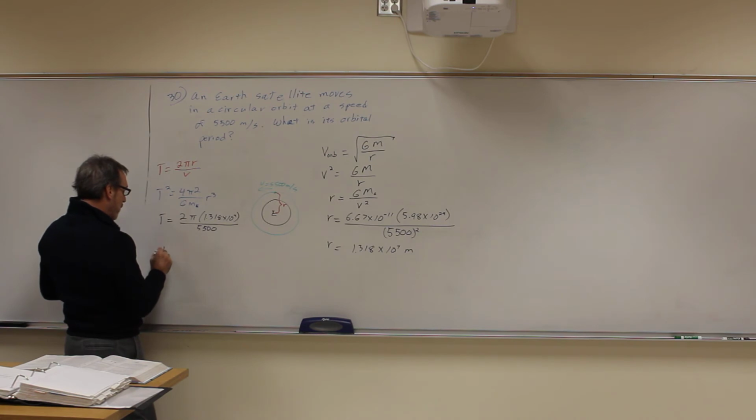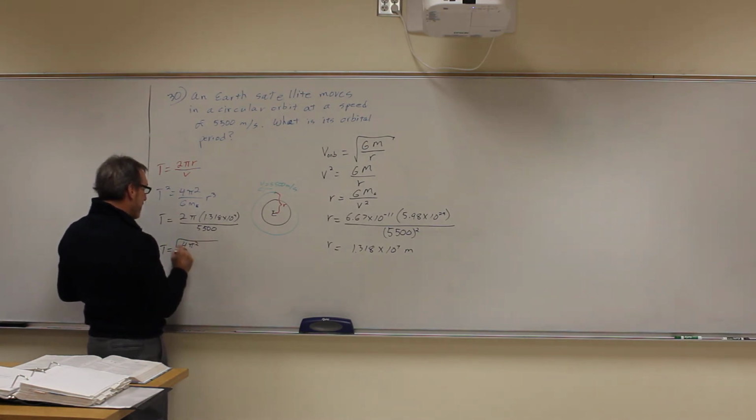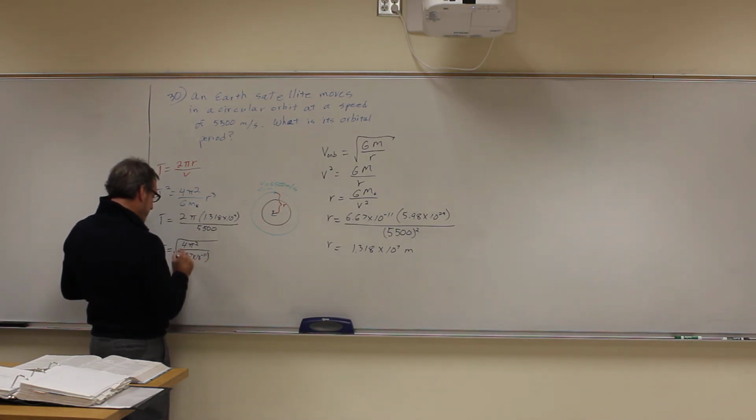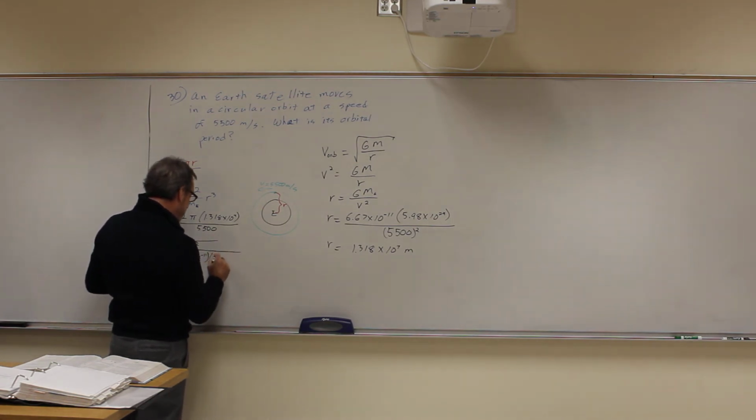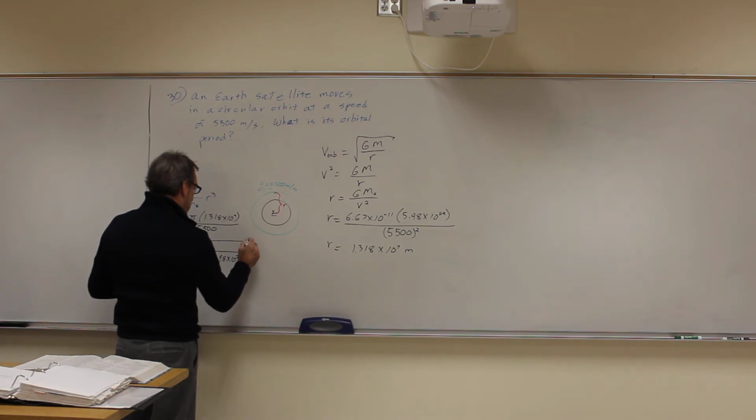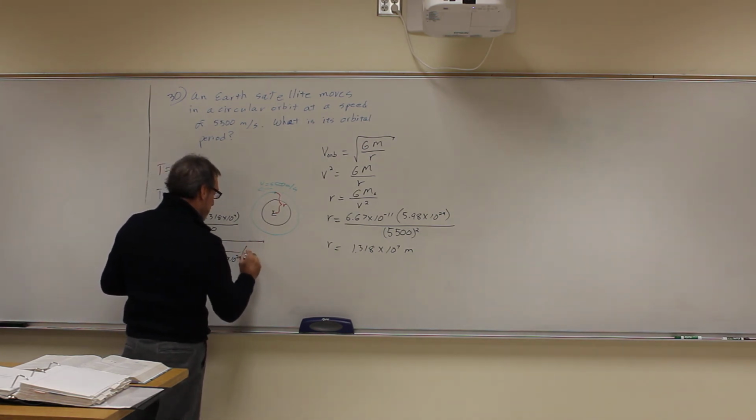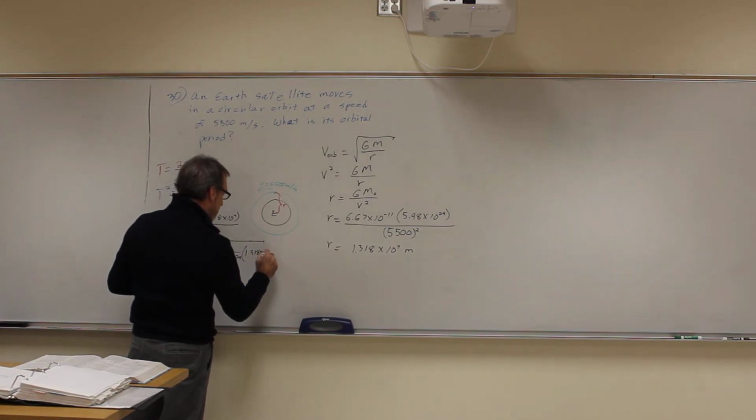To get the period, or you could do the bottom one and say T is equal to the square root of 4 pi squared over 6.67 times 10 to the minus 11 times 5.98 times 10 to the 24th, the mass of the Earth. All that times the radius cubed, which is 1.318 times 10 to the 7th cubed. It's a 3 there.